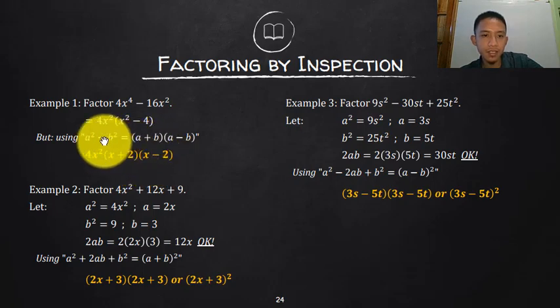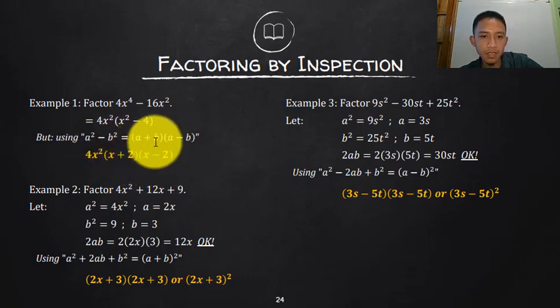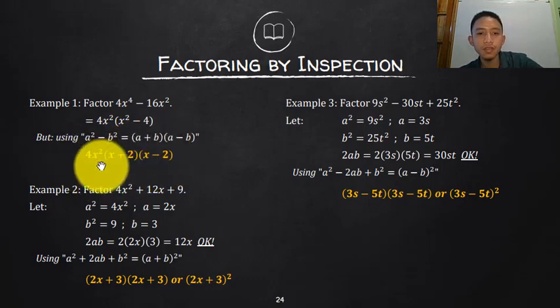A again is the square root of that. B is the square root of that. So square root of x squared is x. Square root of 4 is 2. So x plus 2, x minus 2. You have now figured out the factors.